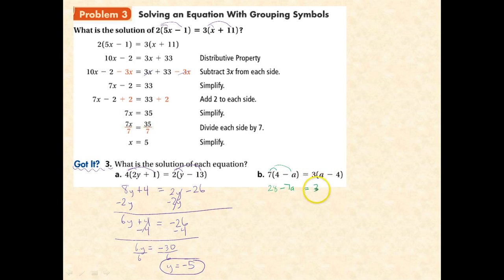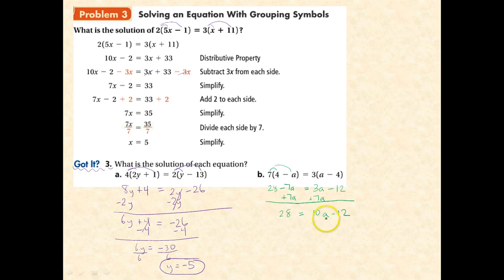3 times a is 3a. 3 times negative 4 is negative 12. Now you might look at this and say, well, 3 is smaller than 7. But in actuality, negative 7 is less than 3. So I want to get rid of the side that has less variable. So what's the opposite of negative 7a? We're going to add 7a. 28 minus 7a plus 7a is just 28. I'm adding 7a to both sides of the equal sign, and I get 28 equals 10a minus 12.